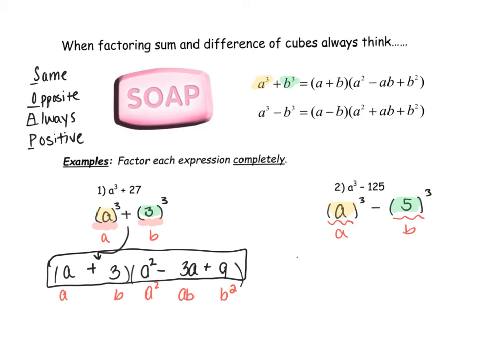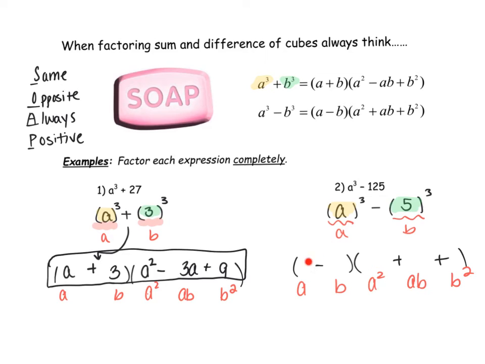So just like we did before, small parenthesis, long parenthesis, and we're going to write down all of the things that it should be. So A squared, AB, and B squared. If you want to go ahead and put the signs in, you can. Just remember, we're following SOAP. Same, opposite, always positive. So the same sign goes in here, the opposite of that goes here, and then always positive. So what I did was same, opposite, always positive. And then now we're going to go ahead and put everything in.